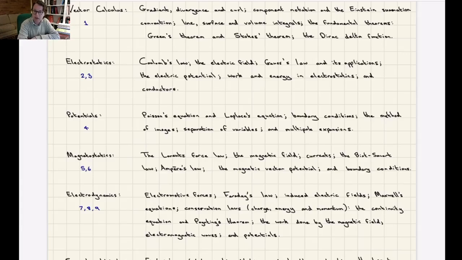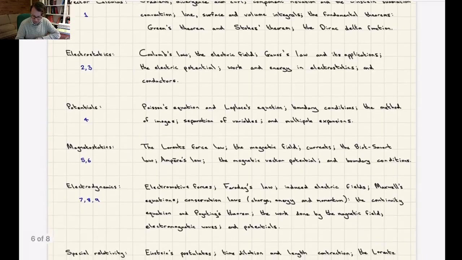It takes into account properties due to some motion, and will allow us to give the full Maxwell equations that tell you exactly how an electric field, whether it's moving or static, will apply to a test charge. We'll meet some conservation laws, the continuity equation and Poynting's theorem. We'll think about the work done by a magnetic field, and we'll meet electromagnetic waves briefly and potentials.